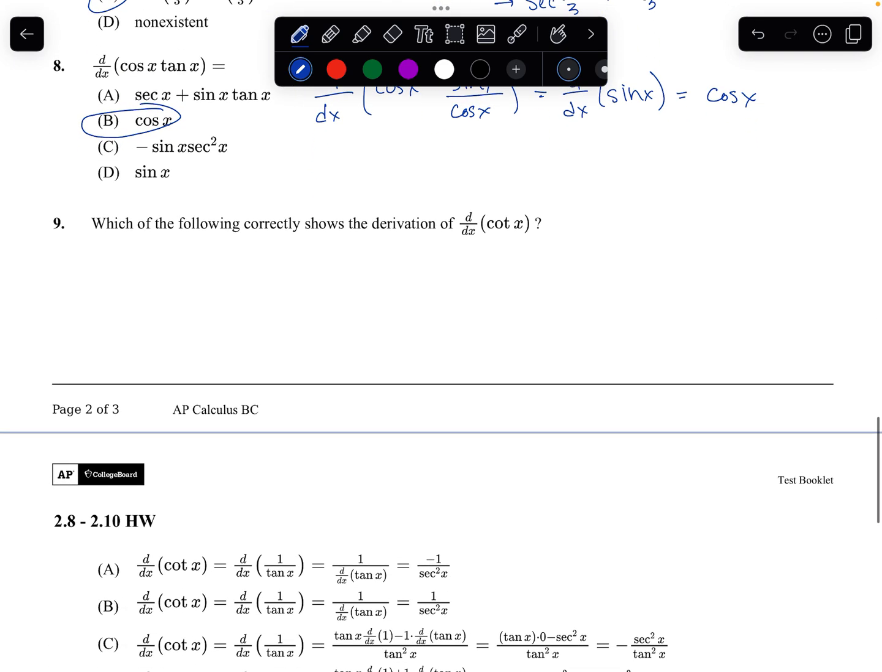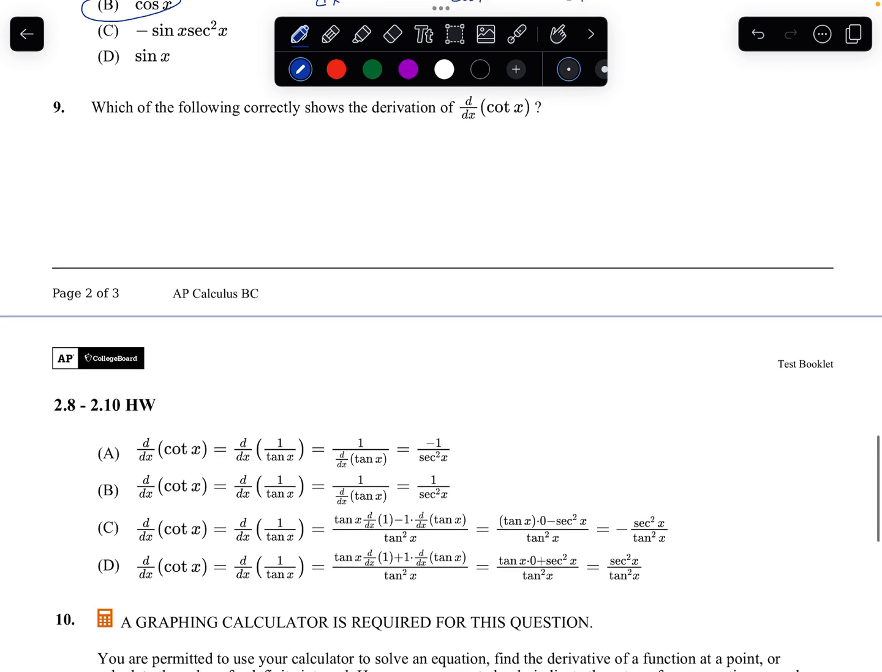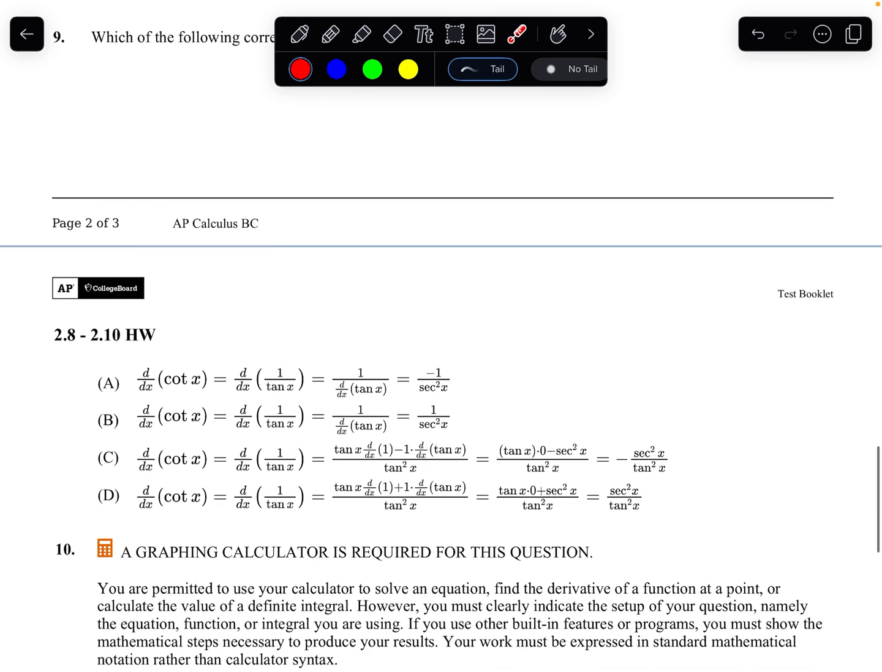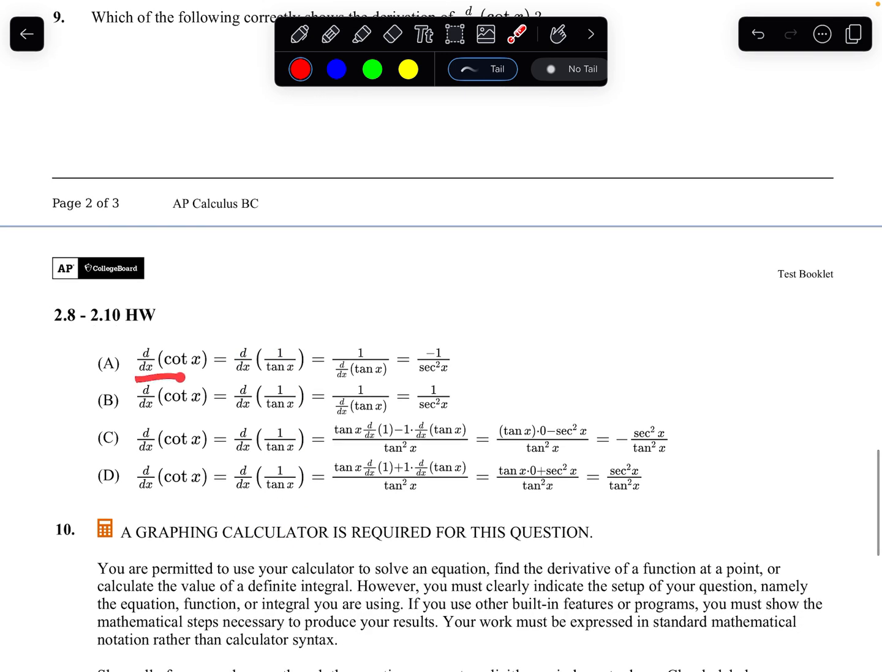Which of the following correctly shows the derivative of cotangent of x? Okay, so let's go ahead down here. Let's follow these steps. d/dx of cotangent of x. Cotangent of x is 1 over tangent of x. So, yep, we're all good here.